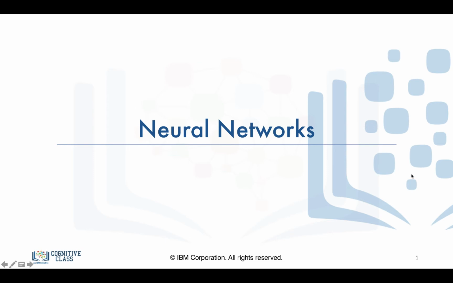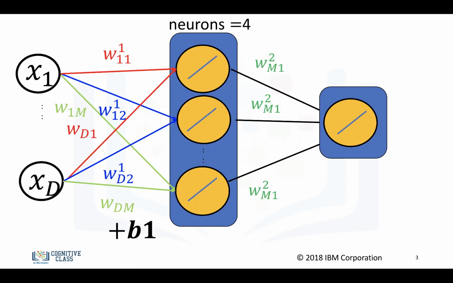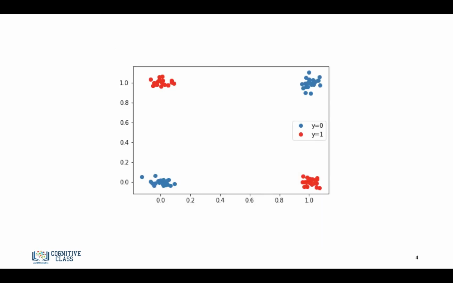We're going to continue with neural networks. In particular, we'll talk about networks with multiple dimensions, and we'll go over overfitting with respect to adding more neurons to your network. So we have our standard picture of a neural network. In the last video, we only discussed the case where we had a one-dimensional input. So in this video, we're going to go over the two-dimensional input example, and everything that we learn here extends to d dimensions. Just like in one dimension, we'll have a two-dimensional data set.